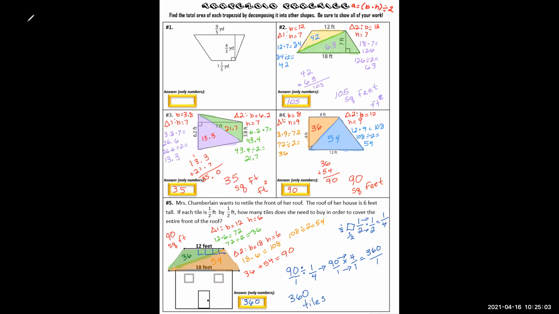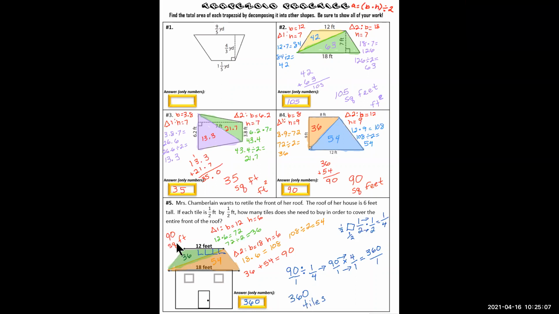So is that your feet squared? No. For the tiles, we already know that the area is 90 square feet. We just found out how many tiles she needed. So I don't have any square feet of tiles. It's just 360 tiles.